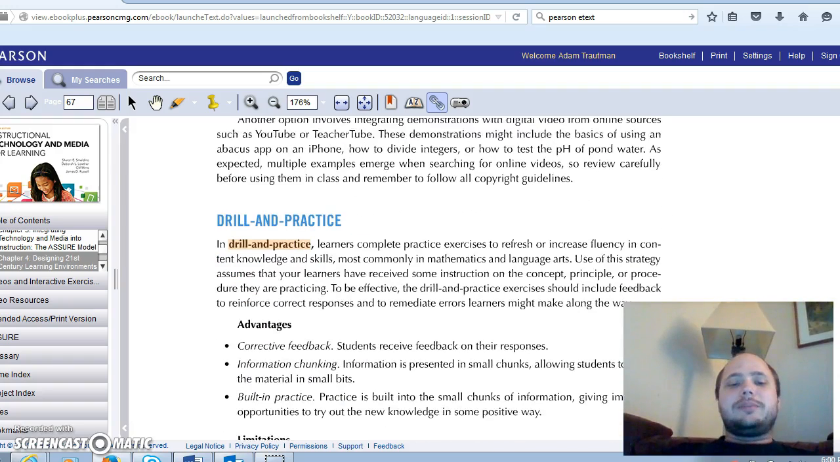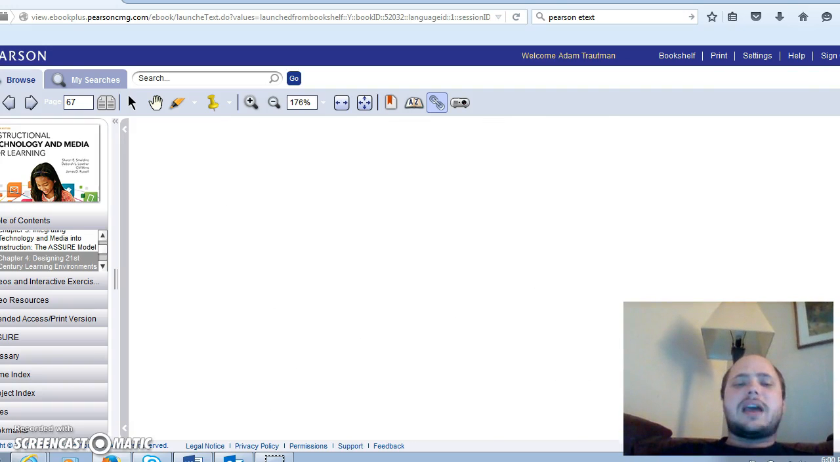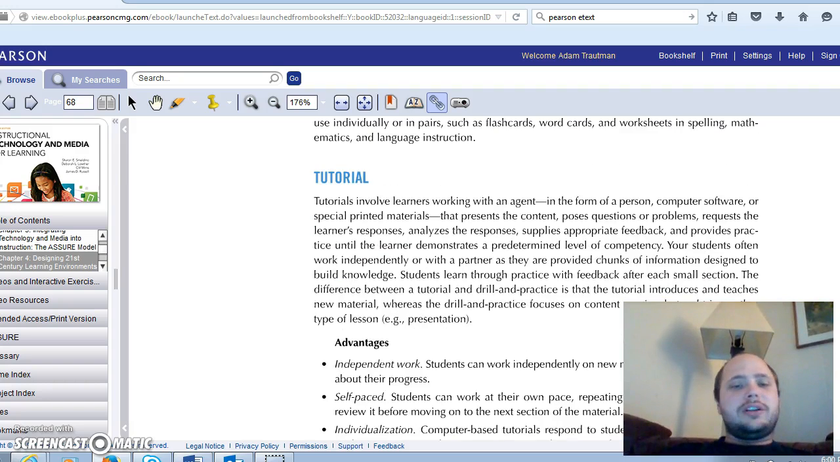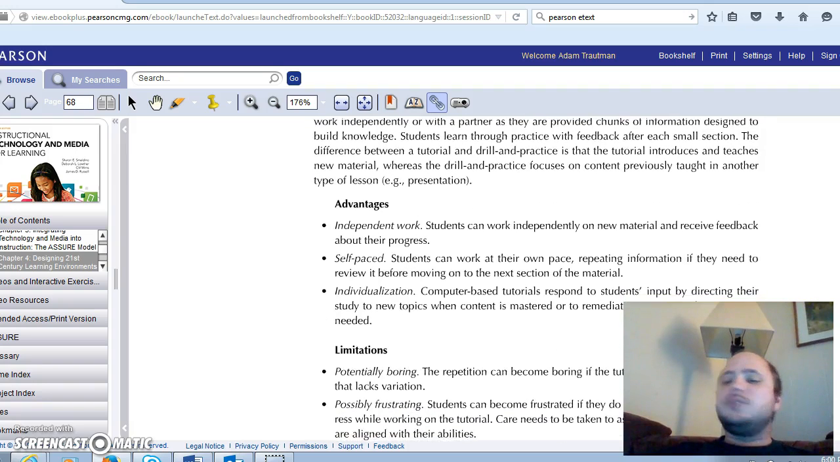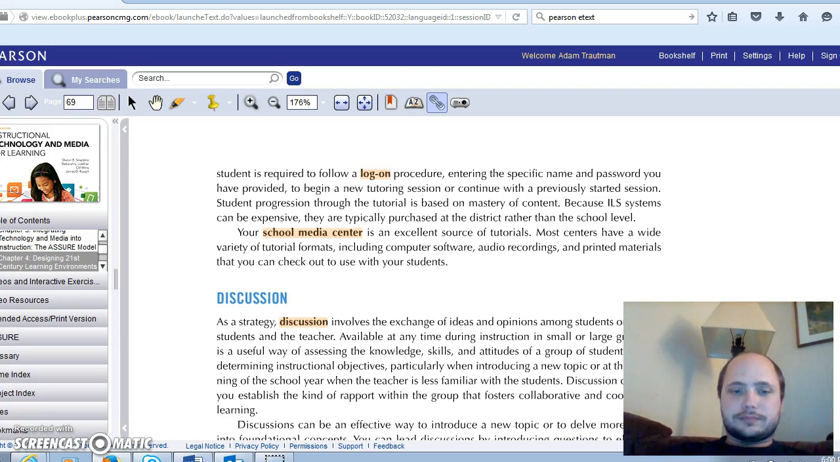Drill and practice. In science, I don't do it a ton. In math, I would say I use drill and practice a lot. A lot of building in that practice whenever we're learning a new concept. So I do a lot of drill and practice in the classroom. Maybe not in all my subject areas, but definitely in math. Tutorials. I mean, I use them. I don't think it's one of the big ones that I use, but I do use tutorials once in a while in class as well.